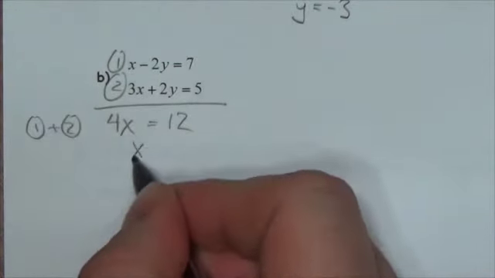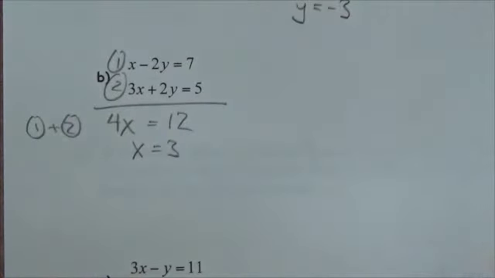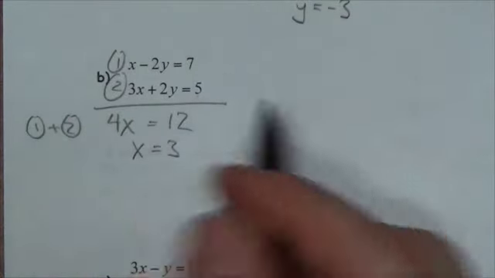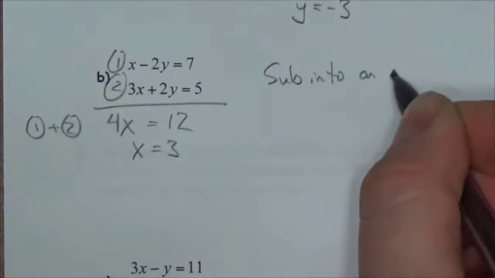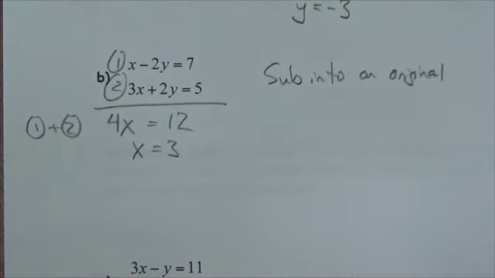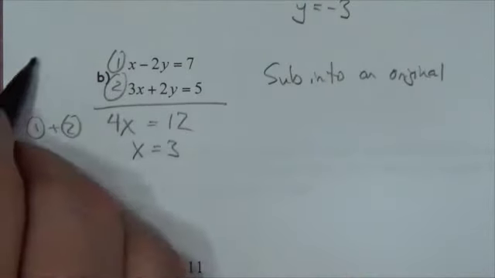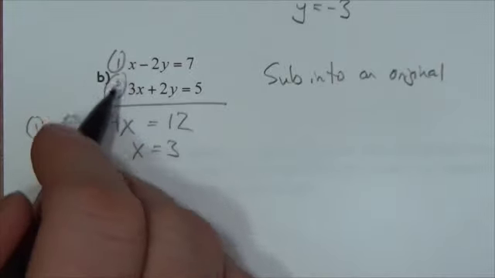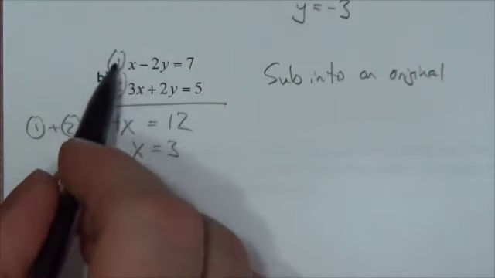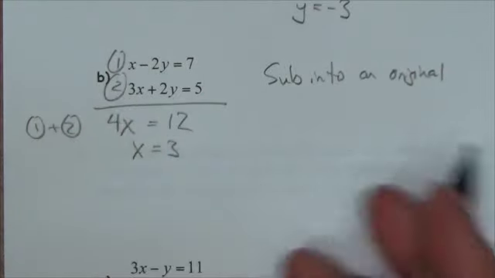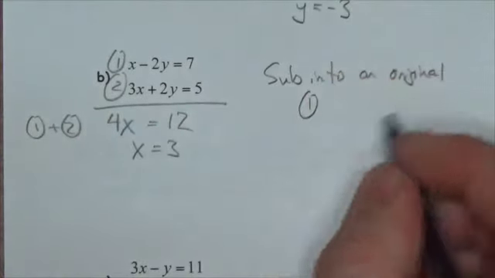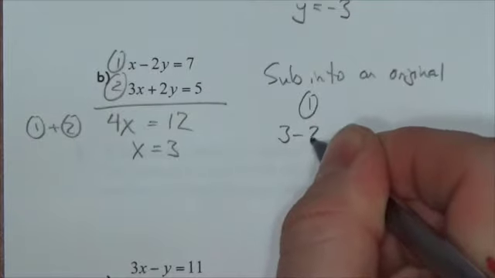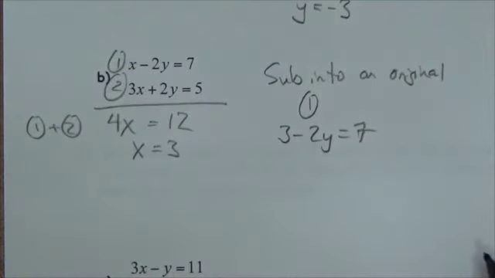Now the answer hasn't completely fallen into my lap, but we're really, really close here. Divide by 4, and I get that x is equal to 3. Perfect. Okay, so now we're going to sub into an original. It doesn't really matter which one we go into. Equation 1 has a 1 in front of the x, but it's got a negative in it. It's whatever you want here. I'm going to go into equation 1. So this will be 3 minus 2y is equal to 7.